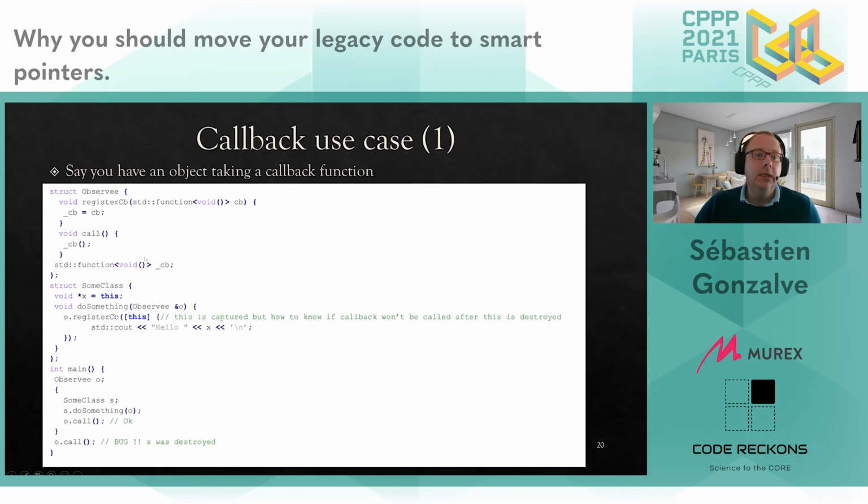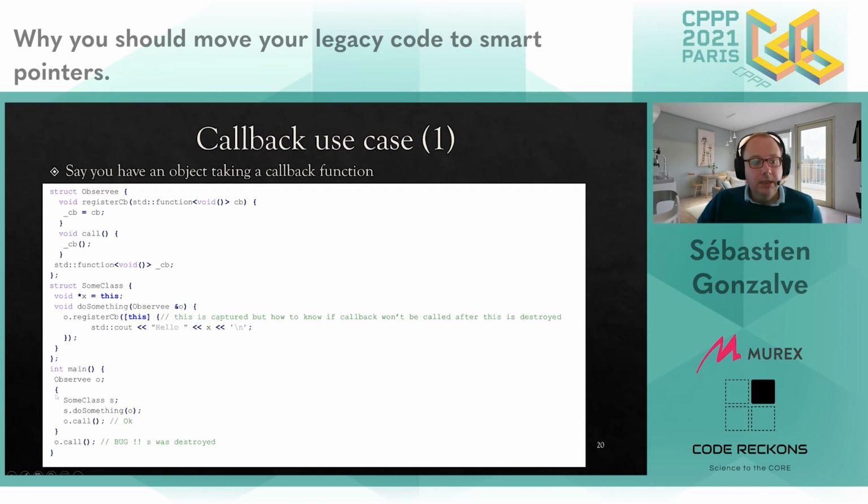So here is an example of quite simple code using an observer pattern. I just create a class that registers a callback to an observee here. The function register callback just registers a callback, and later when I call call on this observee, the callback to the observer is called, and things are done like this.